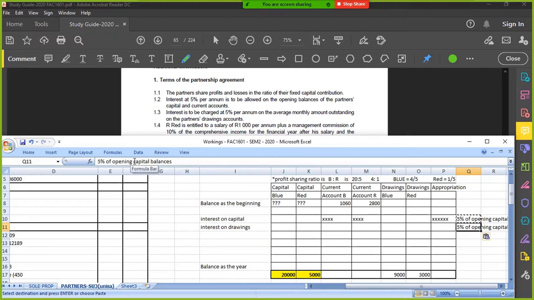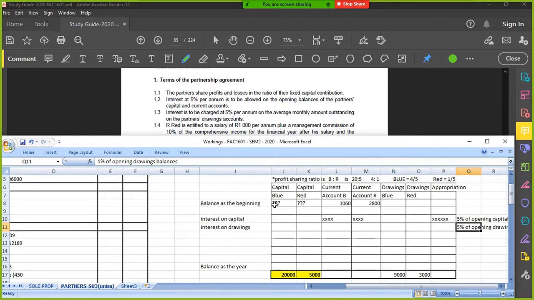Average monthly? Okay, do they want us to work out a monthly average? That's interesting. That's more detailed mathematics. I'm just going to write down drawings for now. We'll see it later on. If we've got lots of drawings figures over the whole year, then I can work out a monthly average. But right now, I don't know what's given.